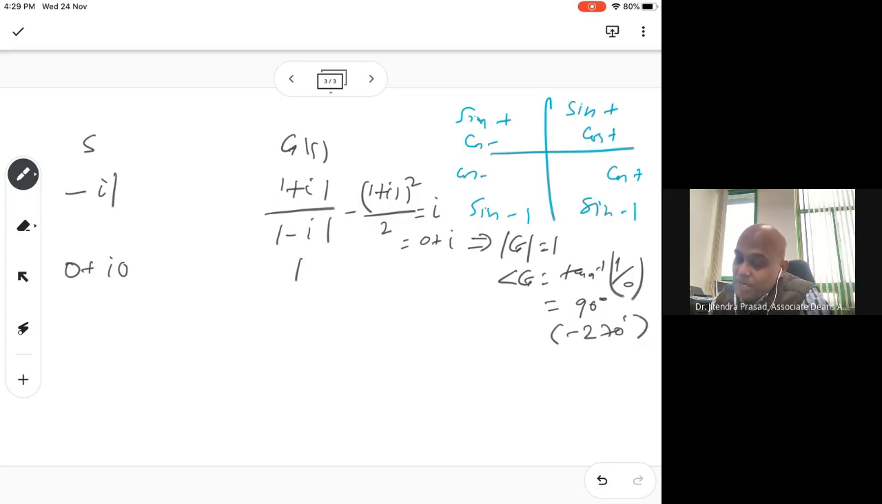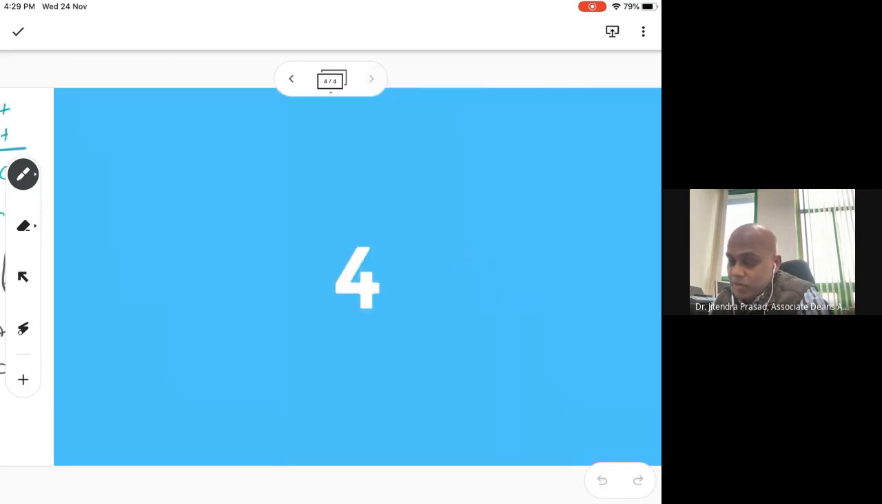Okay. Now from here, then you get this, and hence here, what do you get? You get magnitude of G equal to 1, and angle of G will be equal to the same as the initial one. So tan inverse 0 divided by 1, and this is equal to 0. Okay, so now you have to plot it, and the plotting, you know how it is.